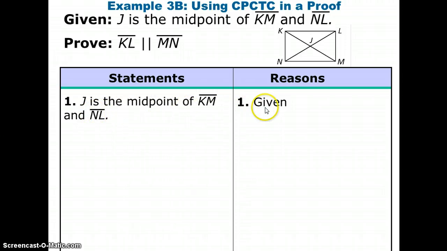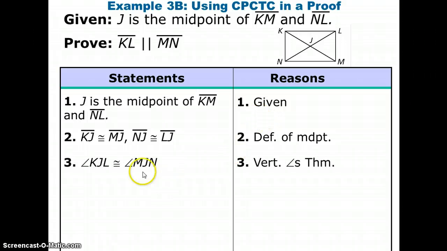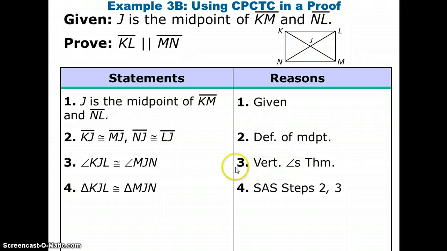If J is the midpoint, and that's given, then the definition of a midpoint tells us we have congruent segments KJ and MJ, and NJ and LJ. That means we also have angles at J, top and bottom, that are congruent by the vertical angles theorem. So these triangles, KJL and MJN, are congruent by side, angle, side from steps 2 and 3. That means their corresponding parts are congruent.